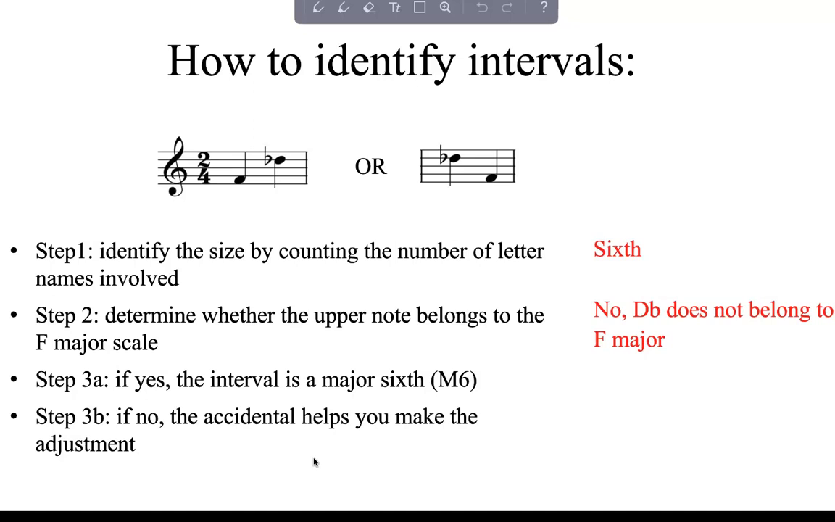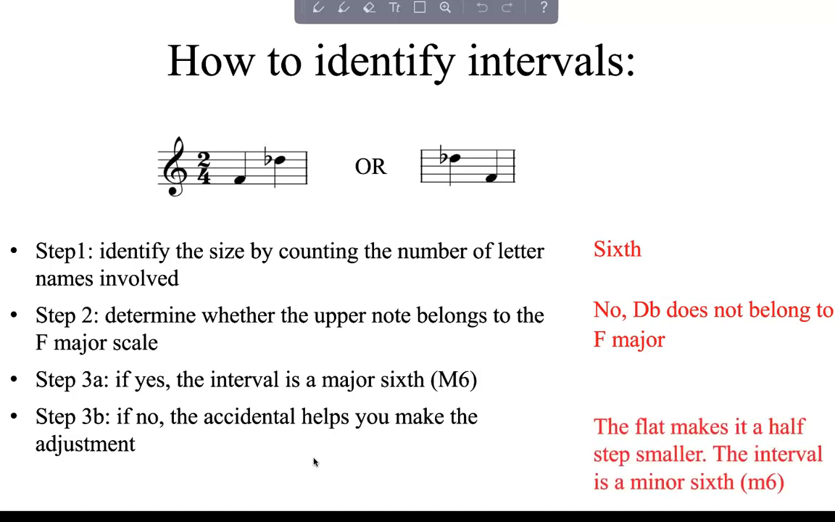So let's think that if we don't have a D flat here, if the interval is F and D, then it's a major 6, obviously. So if we add a flat for the D, the flat makes it a half step smaller. So the interval here is a minor 6.